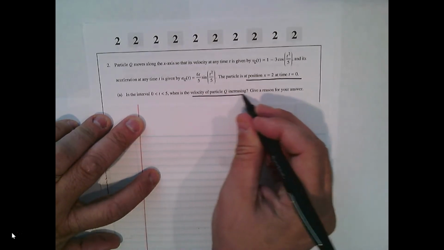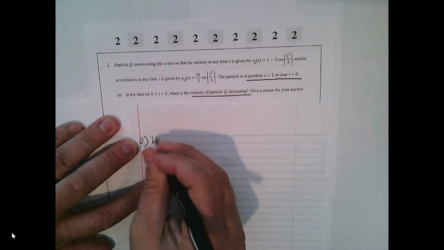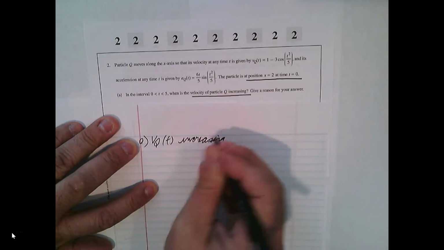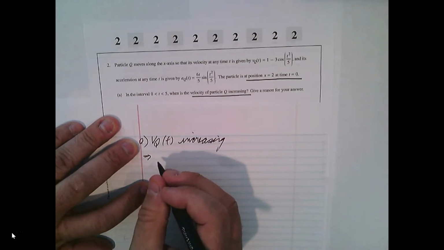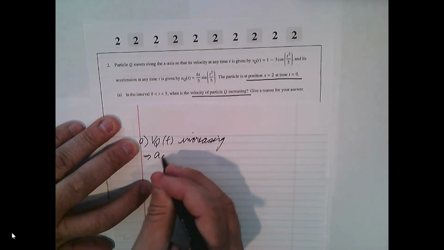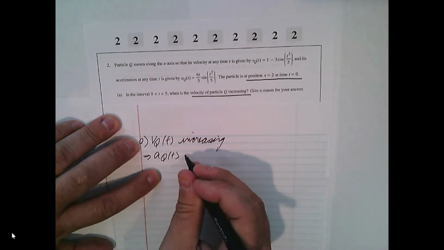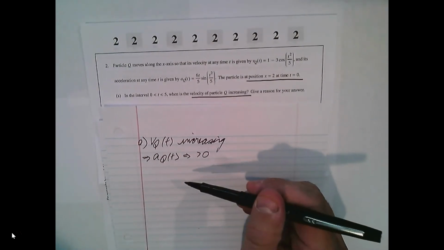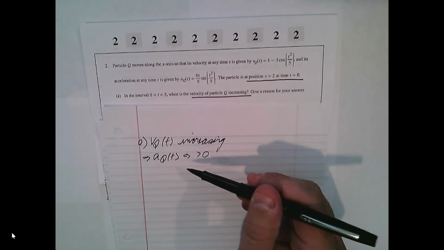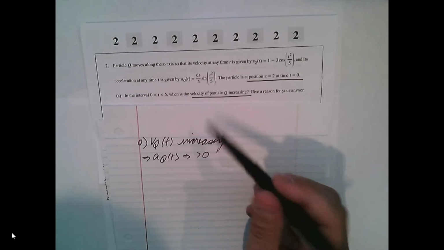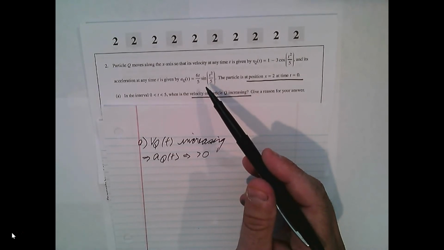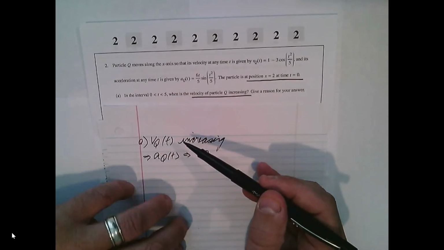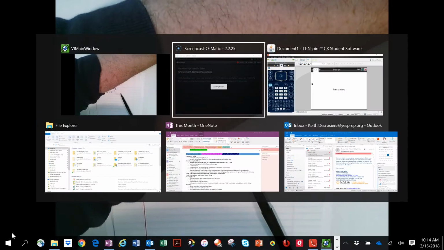Well, what does that mean? If the velocity of particle Q is increasing, well, we know that acceleration is the derivative of the velocity. So if the velocity is increasing, that means that the acceleration is going to be positive. How am I going to figure out where the acceleration is positive? Well, we're going to use the graphing calculator. We're going to graph the acceleration function. We're going to make sure to graph this only on the time interval 0 to 5, and we're going to figure out where the acceleration is above the x-axis. So let's switch to the graphing calculator.